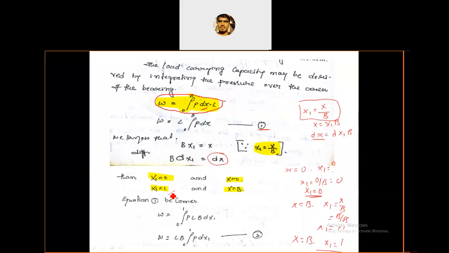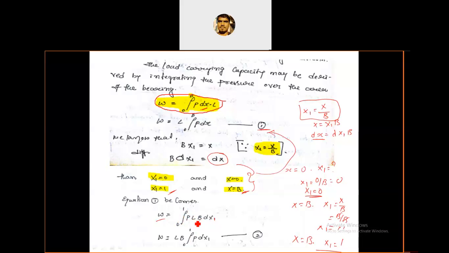Okay, when x is equal to 0, x1 is also 0. When x is equal to b, x1 is equal to 1. So now substitute all these values in the above equation 1. It becomes w is equal to the integral from 0 to 1. Instead of b, I wrote 1. So p l b dx1.